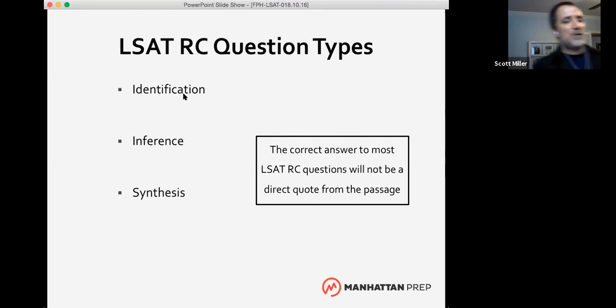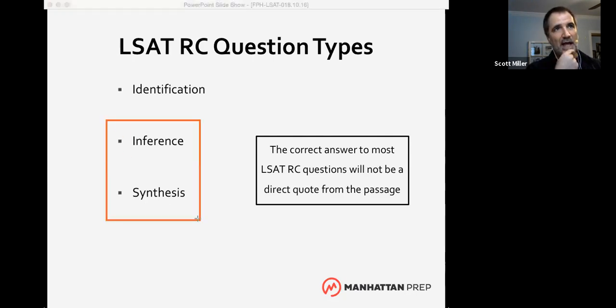And there's a lot of overlap between these two. In some cases, really the difference between a synthesis question and an inference question, when it comes right down to it, is just the correct answer. What does the correct answer actually say? So there is a little bit of overlap here.